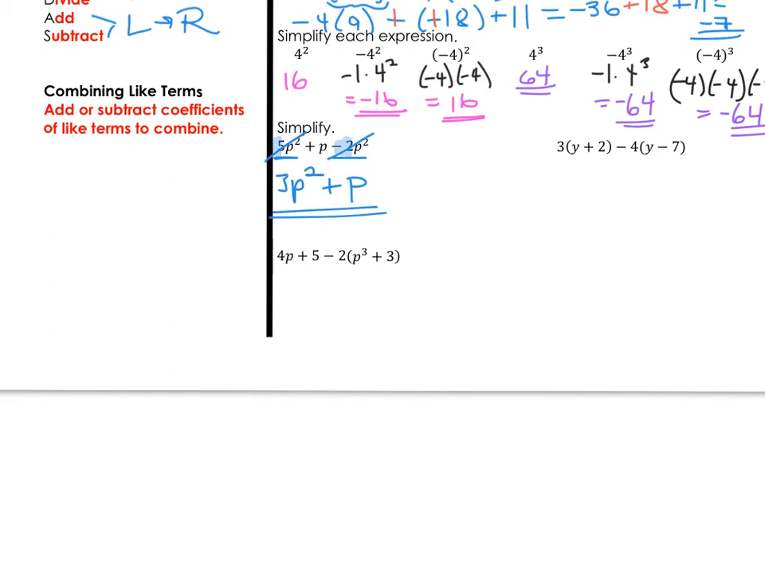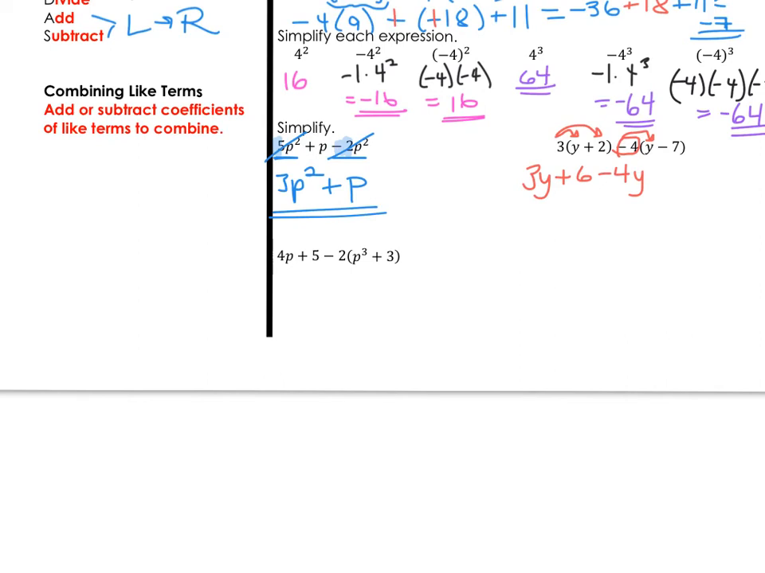When parentheses are involved, we're going to have to include that PEMDAS as well. So for that second example, we have 3 times y plus 2 minus 4 times y minus 7. To simplify that first parenthesis, we'll apply the distributive property. 3 times y would be 3y. 3 times 2 is 6. Be careful with anything involving subtraction. Subtraction is always going to try to get us. If we have negative 4 and we distribute it in, that would be negative 4 times y, or minus 4y.